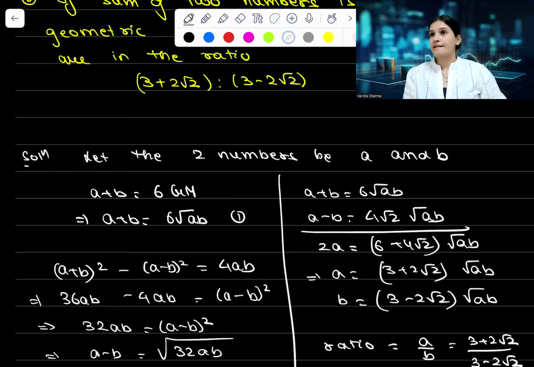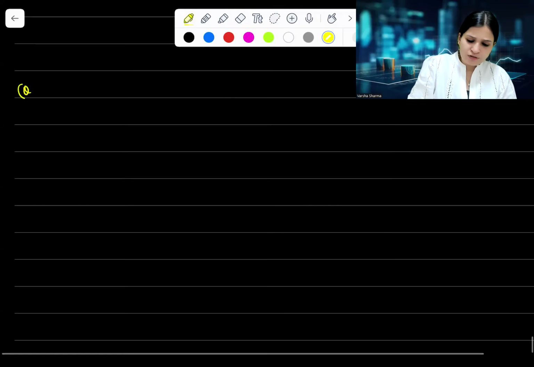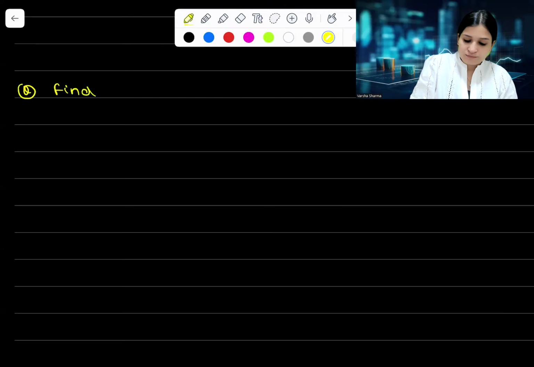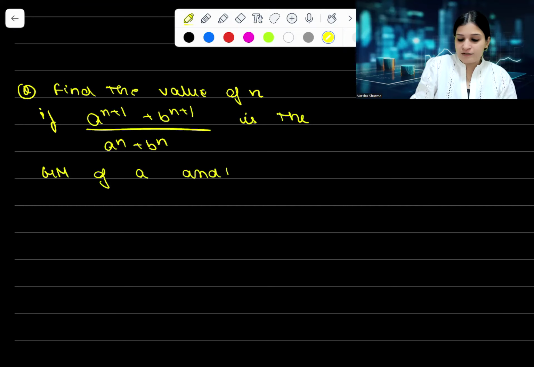Done? Okay. Now, question only for geometric mean. You have done it in AM also. Find the value of n if (A power n plus 1 plus B power n plus 1) by (A power n plus B power n) is the geometric mean of A and B.